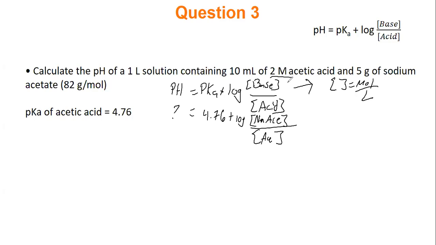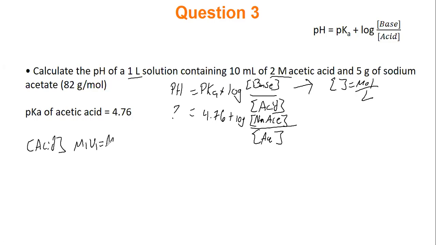This is exactly like what we did on Wednesday. I'm taking 10 milliliters of this 2 molar acetic acid, and I'm diluting it to a final volume of 1 liter. So the first thing we want to do is figure out what is the concentration of acetic acid in our solution. We can figure that out like we did on Wednesday.